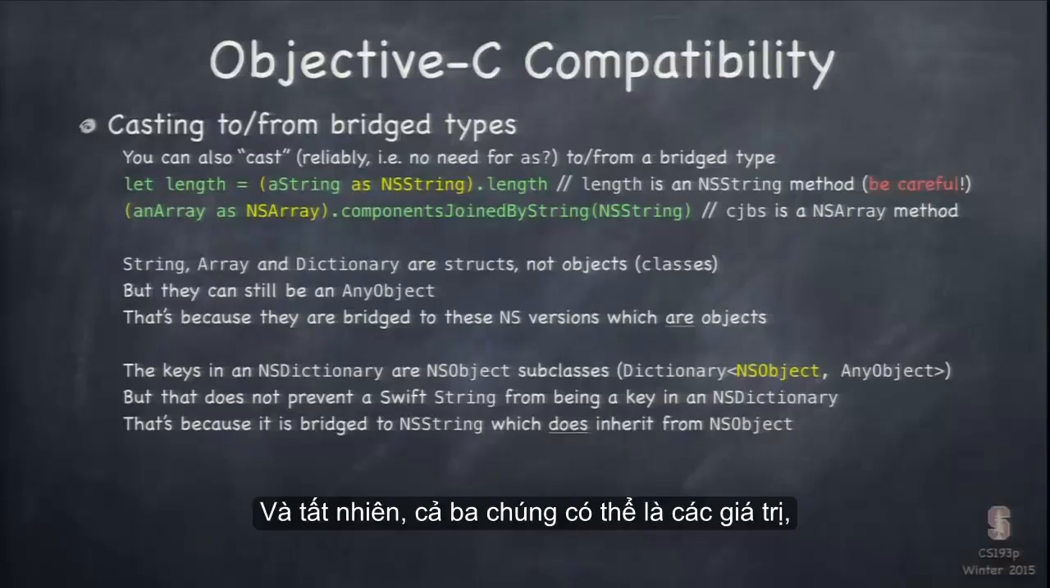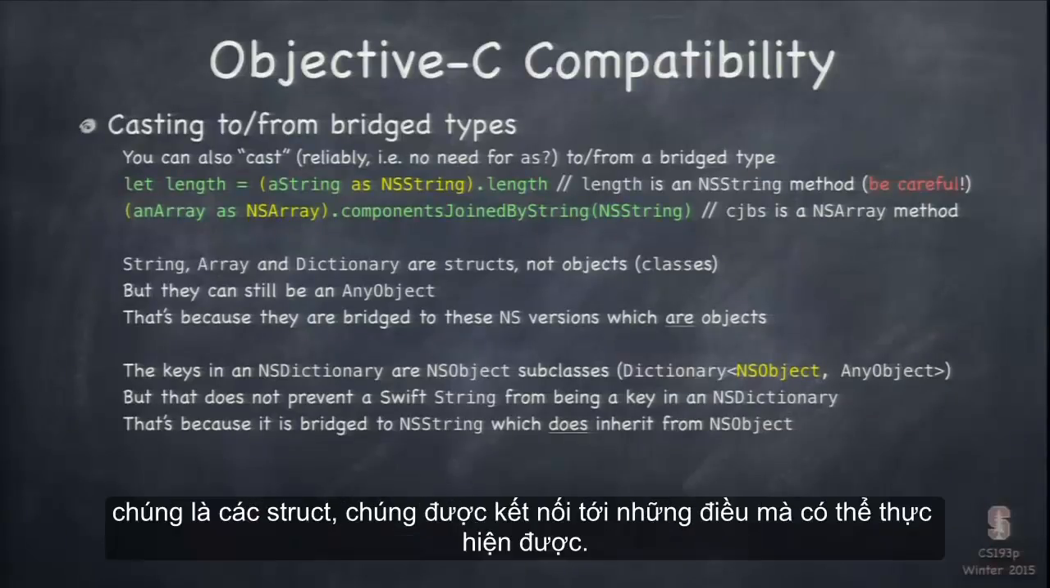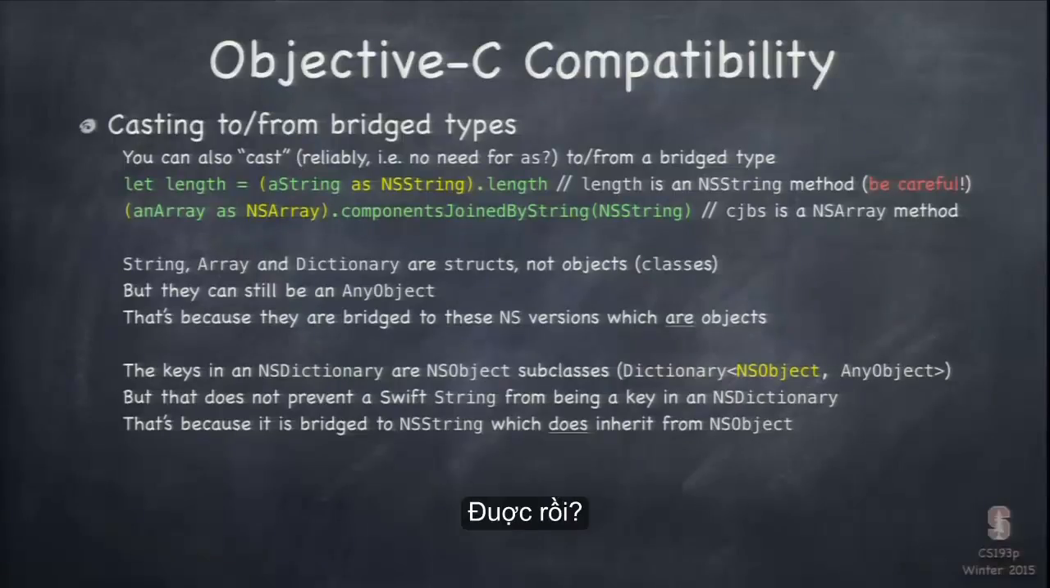And of course, all three of them can be the values, because even though they're not really objects, they are structs, they are bridged to things that can be, okay? So it is okay to pass a String or an Array to AnyObject.